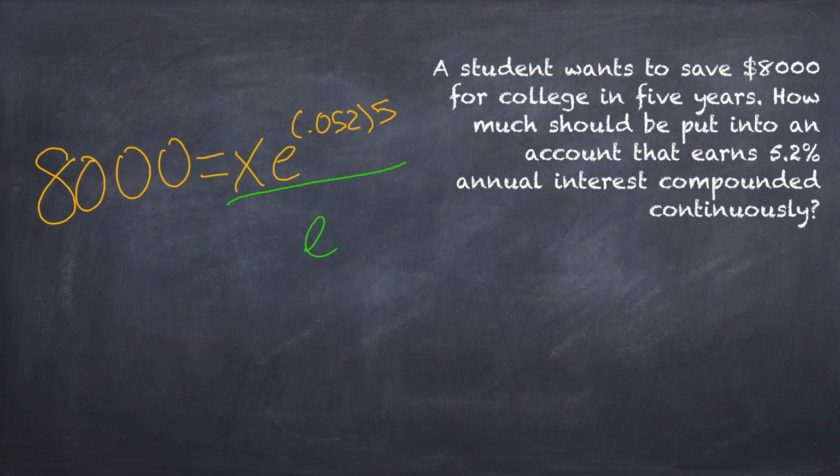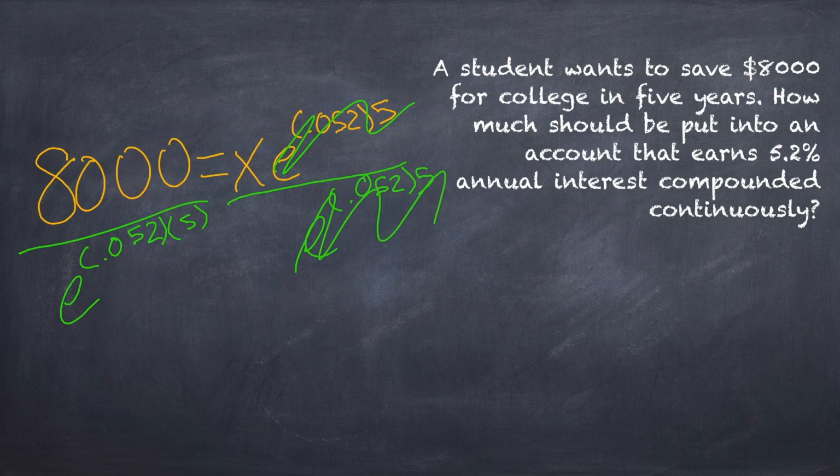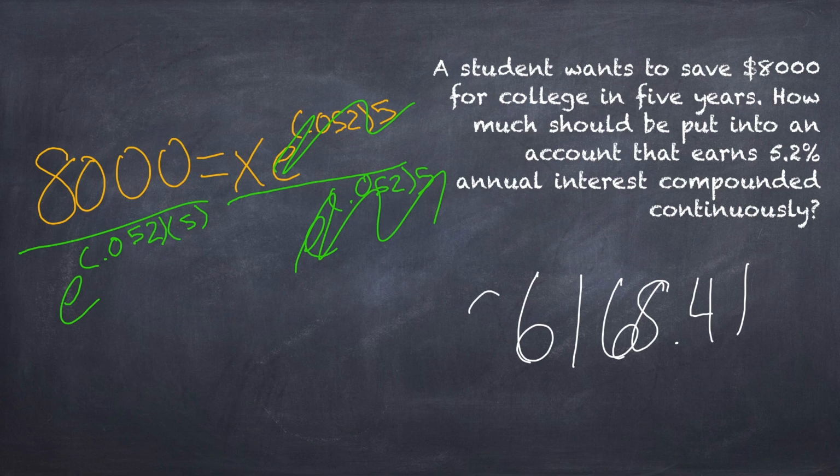So I divide both sides by e to the 0.052 times 5 on both sides. Over here, it cancels things out, giving us x. On the other side, we get 8,000 divided by e to the 0.052 times 5. You end up having to initially invest $6,168.41, give or take.